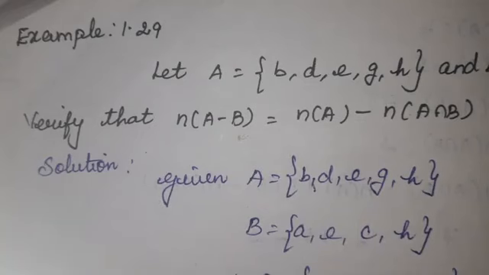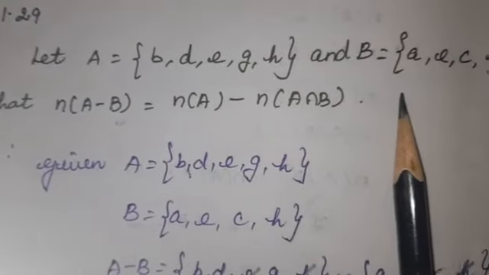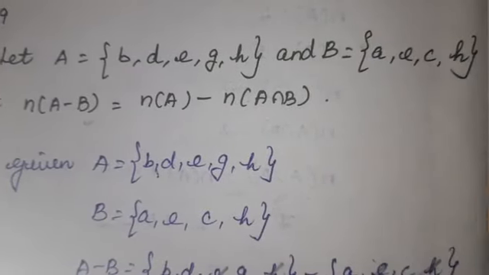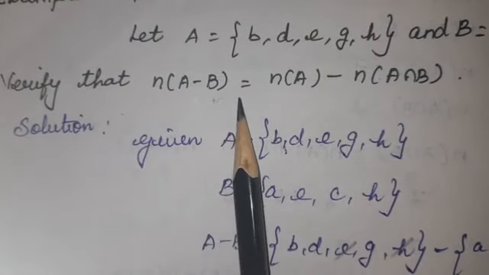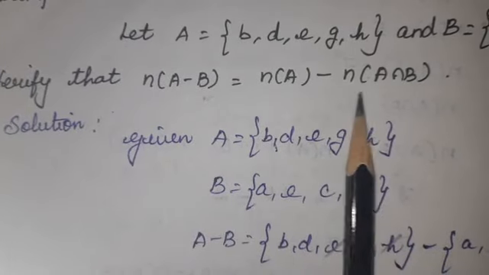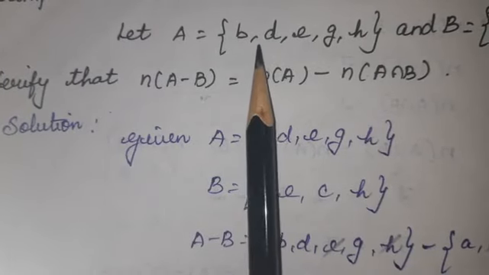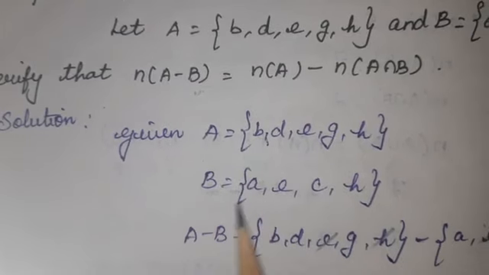Next example, let A = {b, d, e, g, h} and B = {a, e, c, h}. Verify that n(A − B) = n(A) − n(A ∩ B). Here we have to verify this formula. In the question they have given us the A set and the B set, so I have written them here.